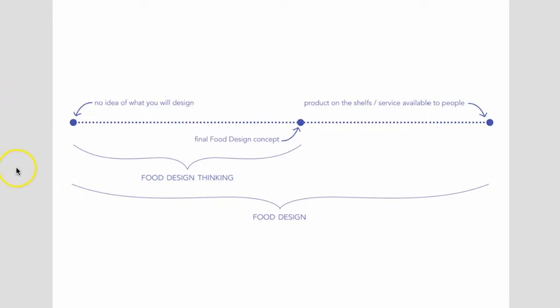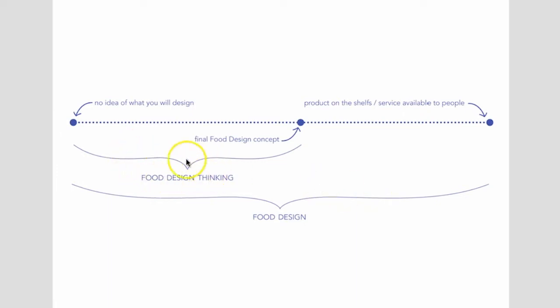So as you can see here, if we think about the whole life of a food design project, from when we start having no idea what we're going to design to where we have a product that is on the shelves or a food service that opens its doors to the public, if this is the whole food design project, then all of this we can call food design. So food design is the complete food design process from the very beginning to the very end.